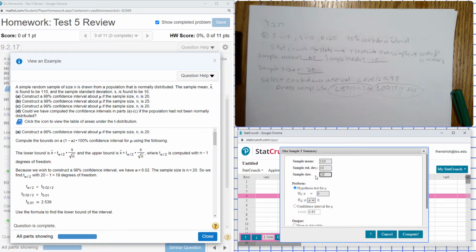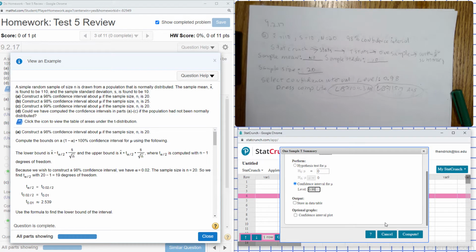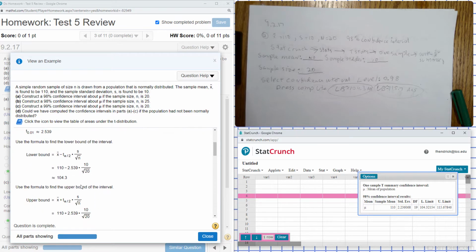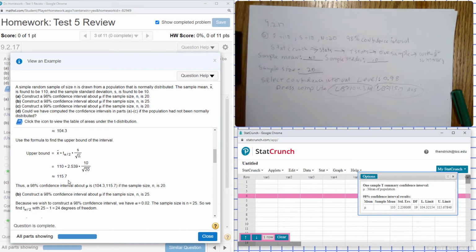Okay. Then we select the confidence interval, and they want it to be a 98% confidence interval. And then we can press compute. That gives us our lower limit and our upper limit. So there's our lower bound, which is 104, and our upper bound, which is 115. Okay, and there are our limits.